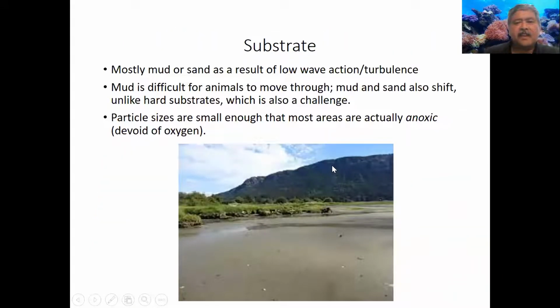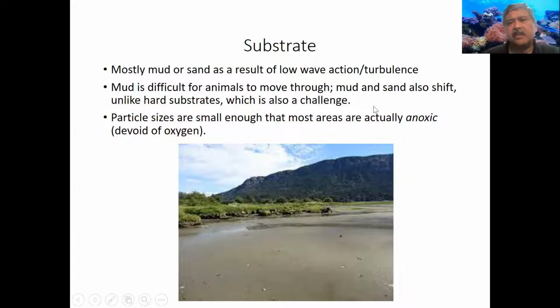All right. Here's a slide about substrate. So there's mostly mud or sand as a result of low wave action or turbulence. Usually this is the reason for the smell in the estuary region. It says here in the second bullet, mud is difficult for animals to move through. Mud and sand also shift and lack hard substrates, which is also a challenge.